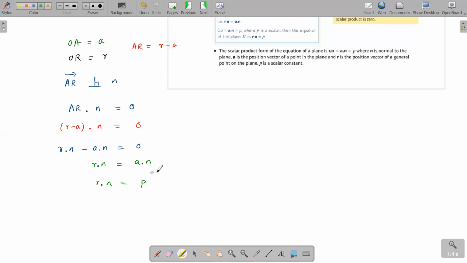Okay, so then this is the scalar form of a vector plane. This is the first equation you need to know. Basically, this is what you mainly know: r dot n equals a dot n, where a is a position vector on the plane and n is a vector perpendicular to the plane. Okay.